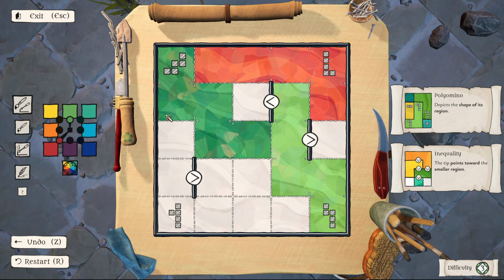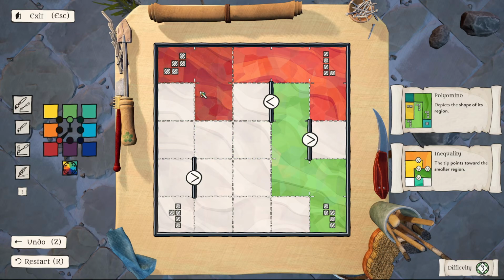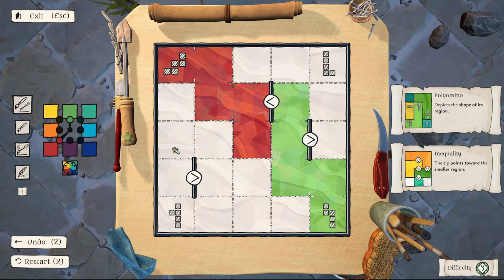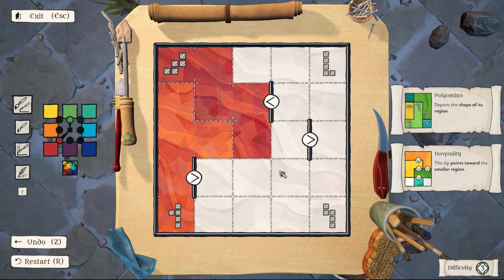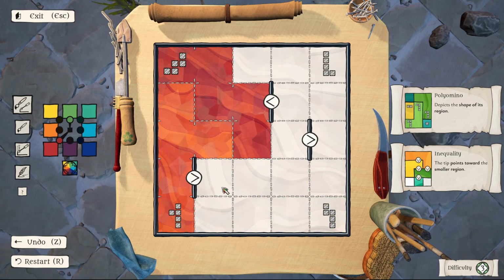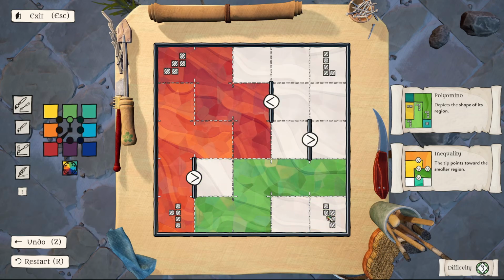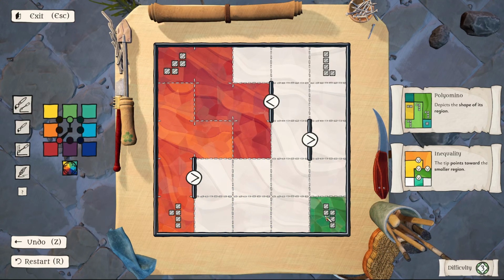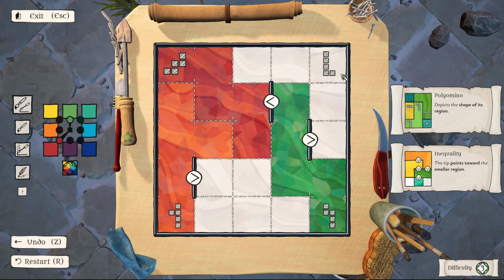Oh. How do I fit that? Now I can do this. Doesn't fit long ways. Oh wait, yeah it does. I'm just being silly. Oh, I can't do that though, because of the inequality. I can't do that because it doesn't touch. So that feels like the only place that fits, but now this doesn't fit.